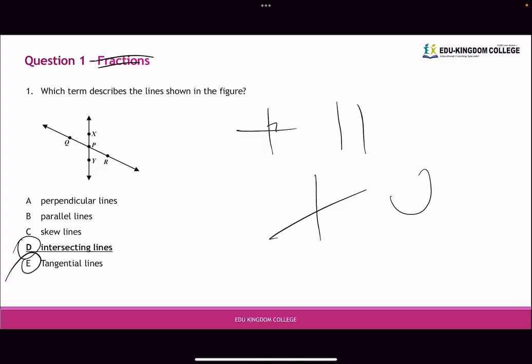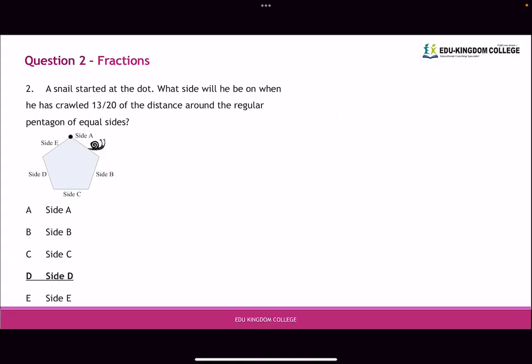So one curve and then a line that doesn't pass through it, but only touches it once, okay? Now, we have a snail that starts at a dot. Okay, the dot is here. We have a pentagon, so 5 sides. Let's say each side is 4. So 4, 4, 4, 4, 4. So altogether, the perimeter is 20.